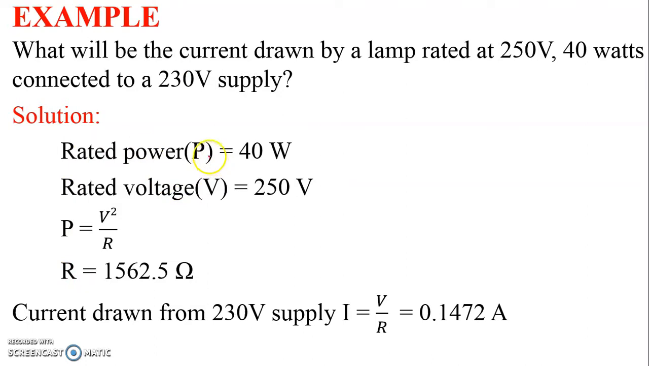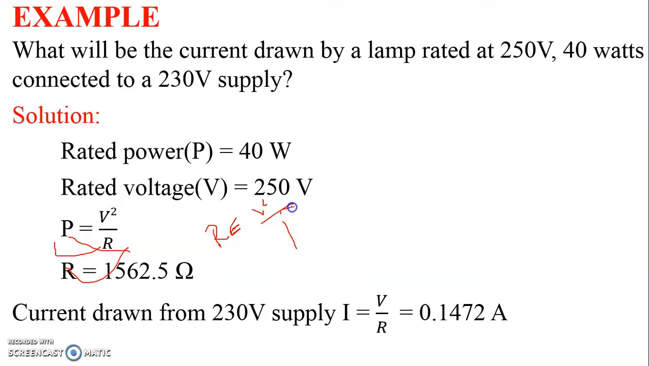In the question they gave P and V. We know the formula for power, P equals V square by R. Cross multiplying P and R, we get the R value by substituting the P and V values. Then the equation becomes R equals V square by P.